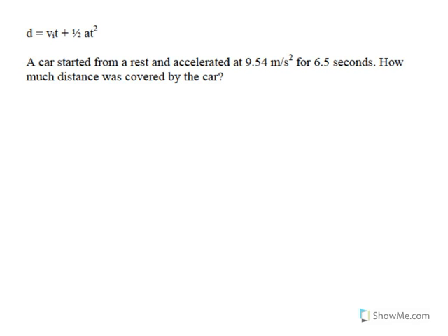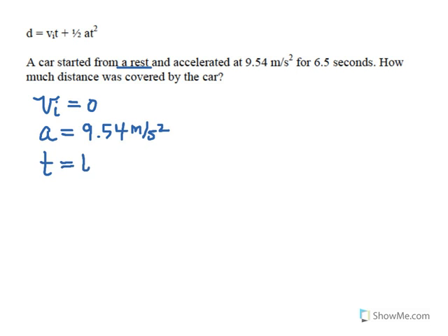Now we're going to do an example problem if we wanted to find out how far something is going while it's accelerating. So we have our equation up in the upper left, and we have a car starts from rest. And hopefully you realize what that means is that my initial velocity is 0, and it's the initial because we're starting from rest. It accelerates at 9.54 meters per second squared, so my acceleration is going to be 9.54 meters per second squared. And for 6.5 seconds, that's going to be my time, 6.5 seconds.